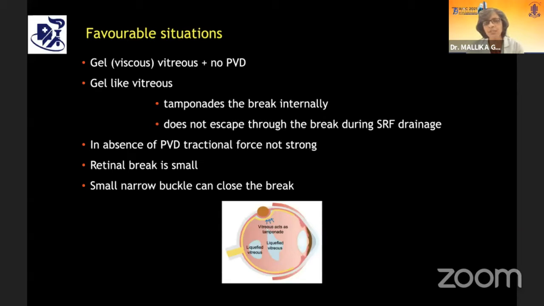In the absence of PVD, the tractional forces on the retina are not strong, whereas if there is a partial PVD, there is a persistent traction on the retina and the break, which keeps the retina detached. And in this situation, the retinal break is usually small, and a small narrow buckle can close the break.